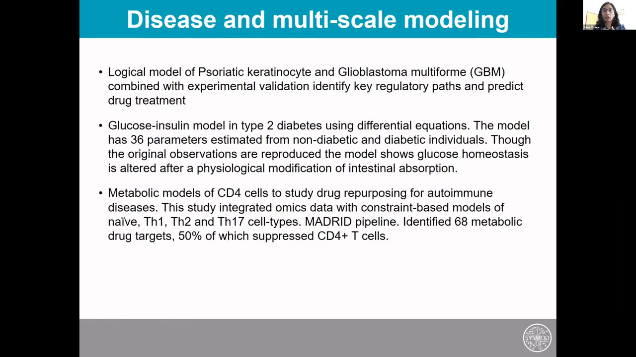Then there was a logical model of psoriatic keratinocytes and glioblastoma multiforme. We heard about a glucose insulin model in type 2 diabetes using differential equations. This model had 36 parameters which were estimated from non-diabetic and diabetic individuals. We also heard about a metabolic model of CD4 cells to study drug repurposing in different autoimmune diseases. This constraint-based model tried to understand how CD4 cells, focusing on naive T cells, differentiate to Th1, Th2, and Th17, and how these cells respond to different drugs.